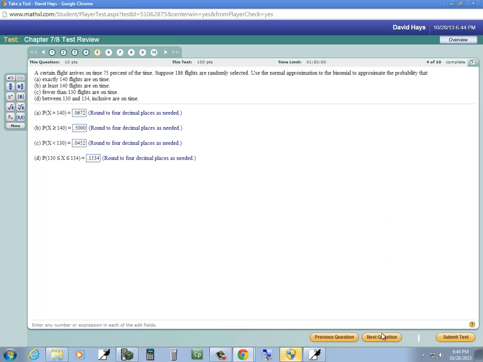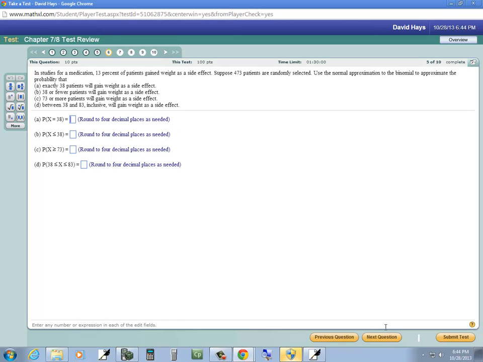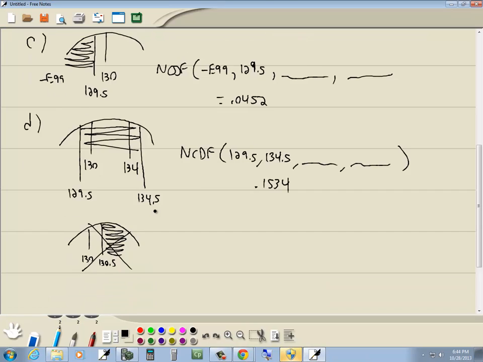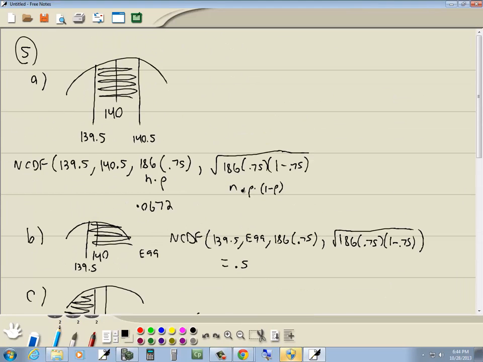And I'll go to the next question. Okay, this is another normal approximation of the binomial. That's that 0.5 correction that we've been doing, and the different parameters here: n times p, and the square root of n times p times 1 minus p.